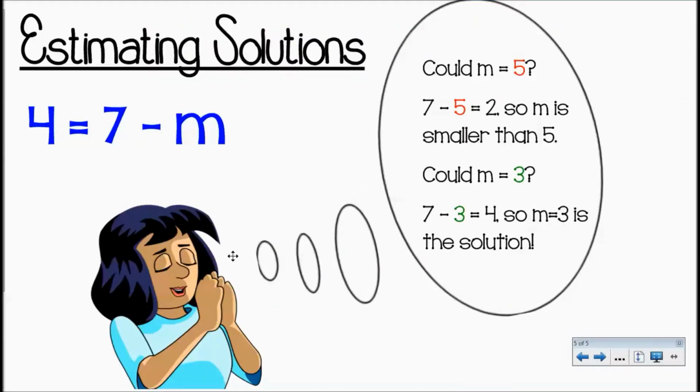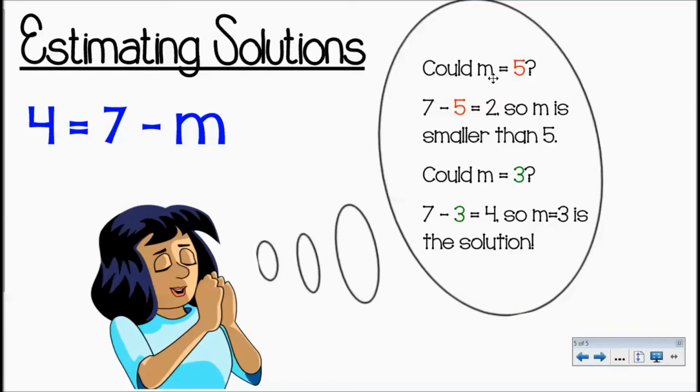We're going to be mostly estimating solutions. You could be doing this by guess and check. You could be making a table to organize it, but pretty much you're going to be doing this with guess and check. And the equations we're looking at should be done in your head. So if we have the equation 4 equals 7 minus m, in your head you're thinking and you're kind of praying you're getting it right.